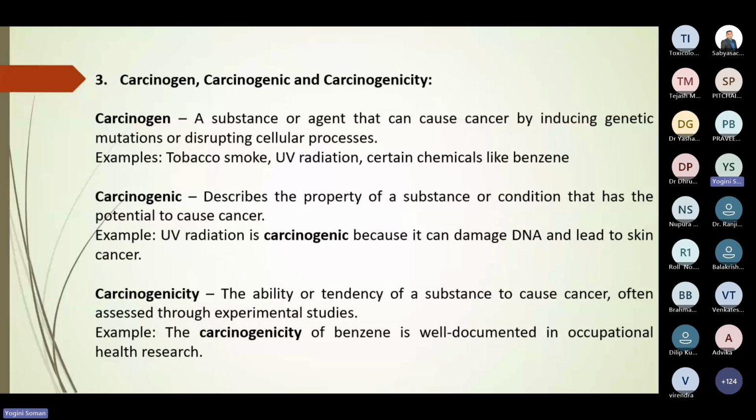Carcinogenic is a property of a substance to cause cancer. For example, UV radiation is carcinogenic because it can damage DNA, which leads to skin cancer. And carcinogenicity means the ability or tendency of a substance to cause cancer. It is often assessed by experimental studies. An example of carcinogenicity is benzene. It is well documented basically.